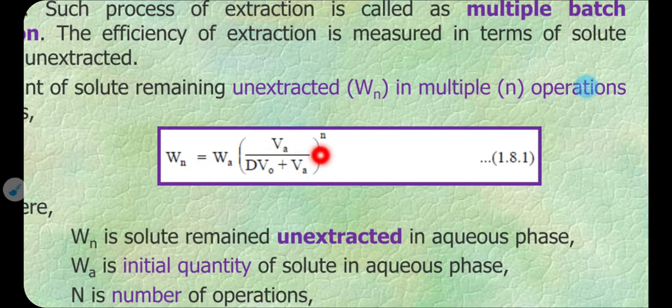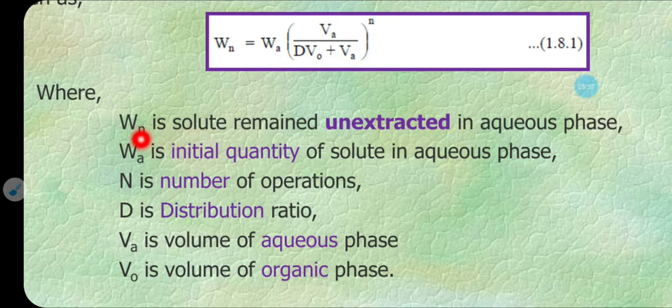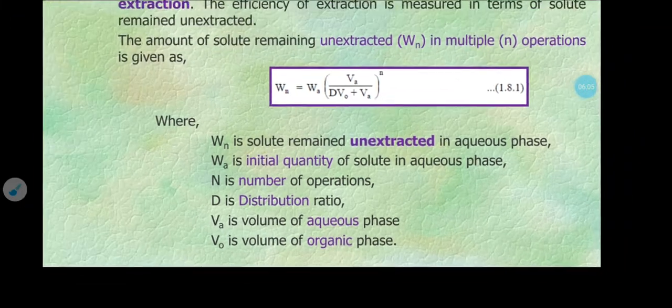layer, bracket raised to n, that means n operations, that's why we say multiple batch extraction, where Wn is the solute remaining unextracted in aqueous phase, Wa is the initial quantity of solute in aqueous phase, small n is the number of operations, D is the distribution ratio for the solute, Va is the volume of aqueous phase, and Vo is the volume of organic phase.